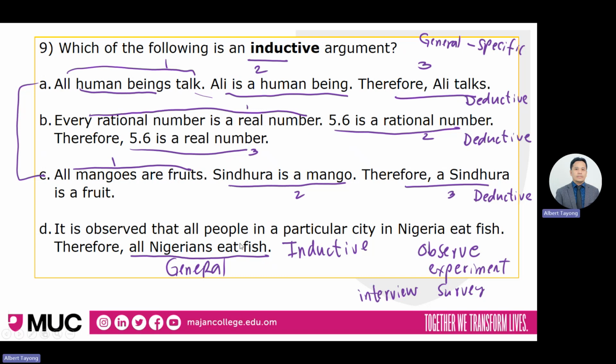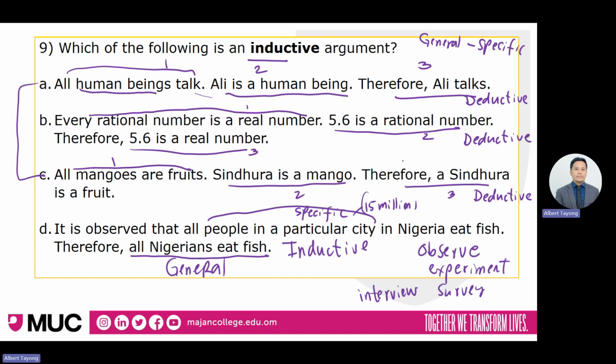So it is observed that all people in a particular city, although we mention all people here, but in one city only, this is specific, in Nigeria, eat fish. Therefore, all Nigerians eat fish. So our basis is this: all people in one city. A particular city means one particular city. So that is specific. Although we have all people, it's one city. And our conclusion says all Nigerians eat fish. Maybe the number of people in this city is, let's say, for example, 15 million.